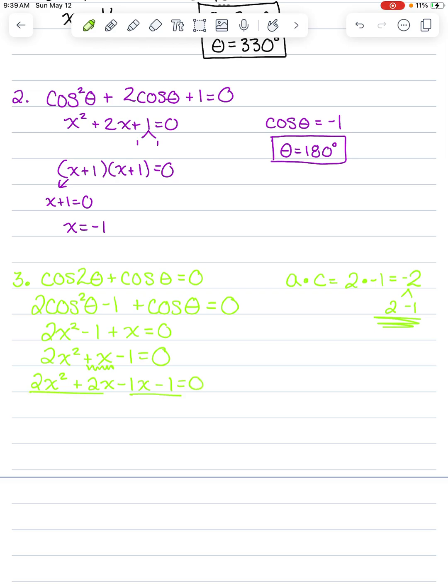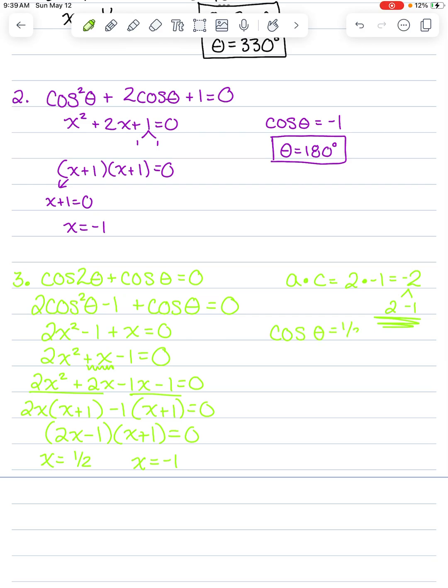Then I'm factoring by grouping. 2x, x plus 1, negative 1, x plus 1 equals 0. So 2x minus 1, x plus 1 equal to 0. Split and set them equal to 0. 2x minus 1 equals 0. Add 1, divide by 2. X is 1/2. Subtract 1. X is negative 1. But it wasn't x, it was cosine.